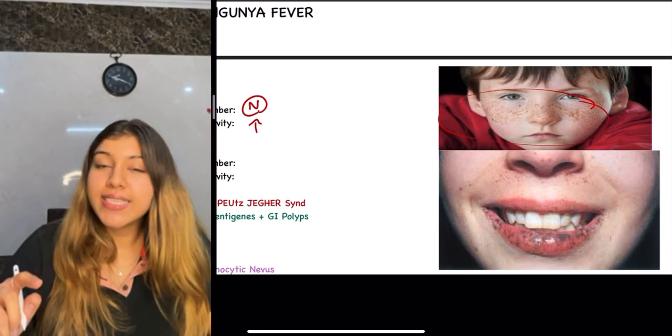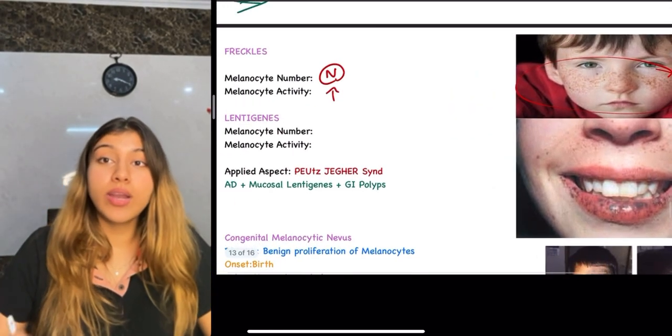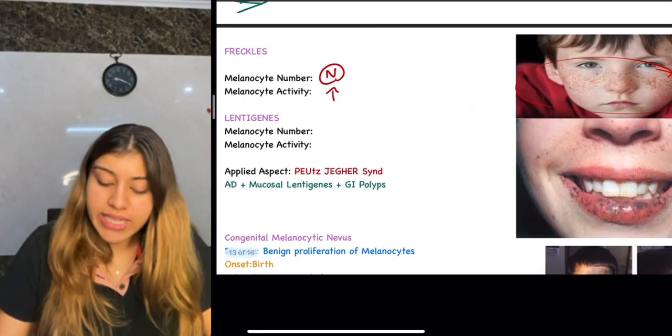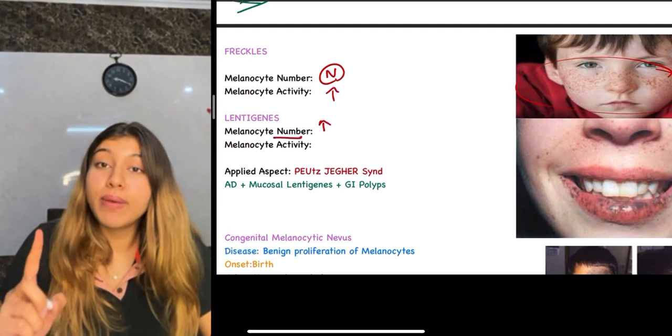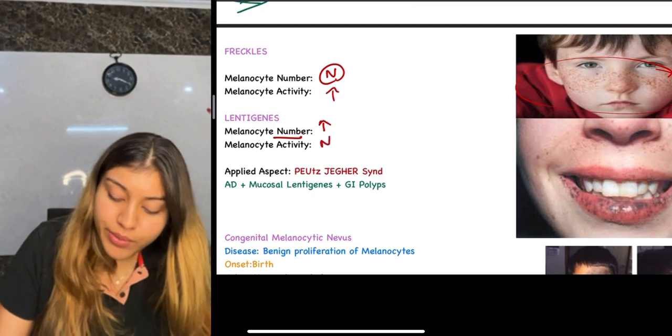Whereas, guys, on the other hand, you have this thing called lentigines. In lentigines, guys, the melanocyte number is going to be increased, whereas your melanocyte activity will be normal.